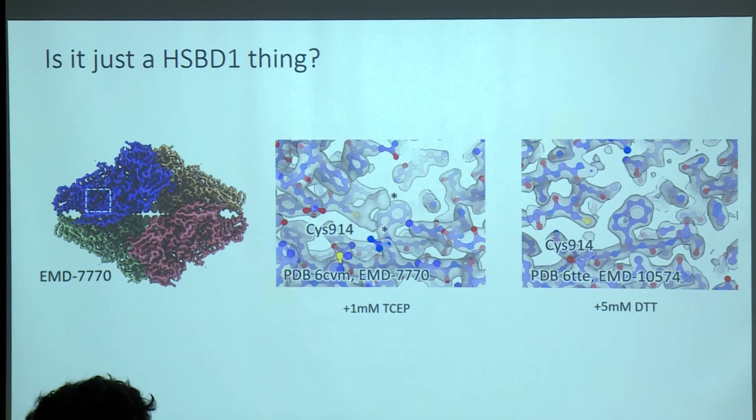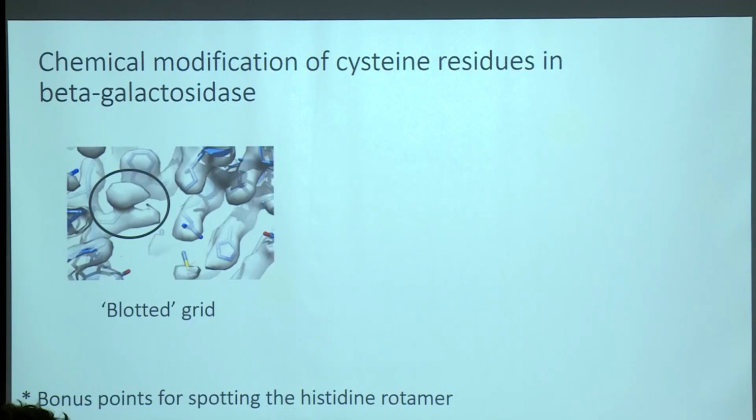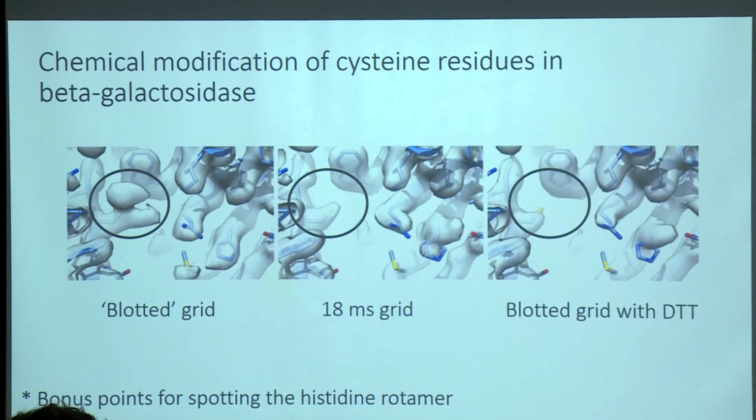But of course, we all know that published materials and methods are hopefully always accurate, but we often want to repeat this in our own hands. So we took beta-galactosidase and we did a series of controlled experiments in our hands. So I'll just put these up.